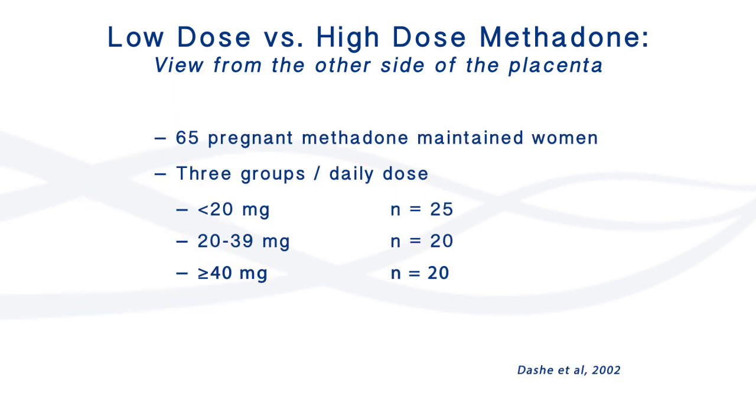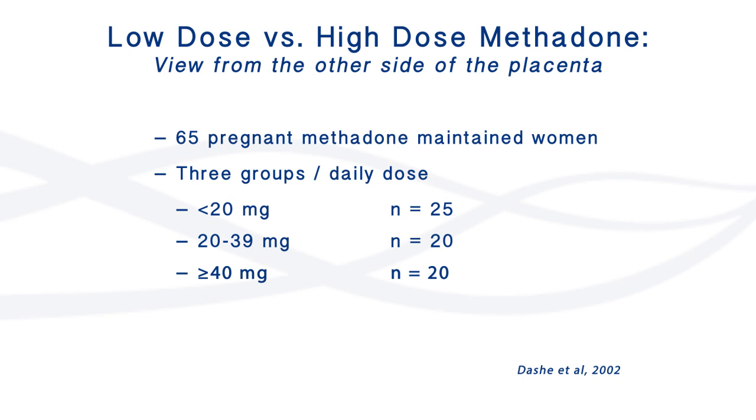Perhaps the best study came in 2002. And what this group did is they looked at 3 different levels of methadone dosing. They had 65 pregnant women, 25 of whom were on less than 20 milligrams a day, 20 of whom were on 20 to 39 milligrams per day, and 20 of whom were on greater than 40 milligrams per day. So what they were able to do then is look at methadone dose at 3 different levels versus newborn outcome.